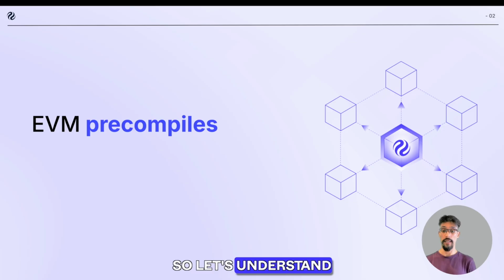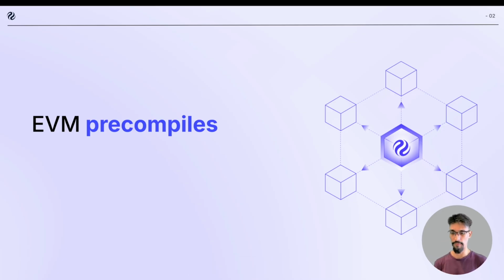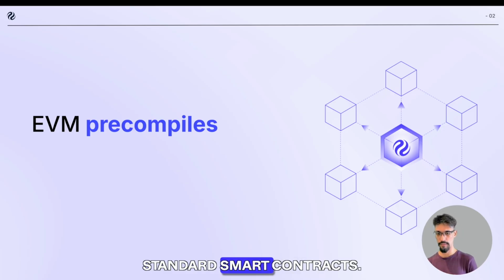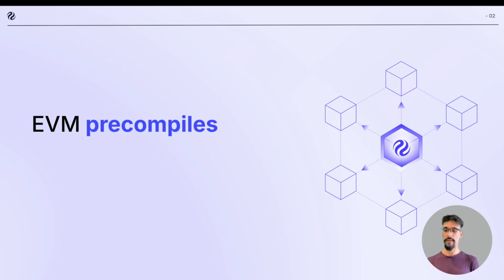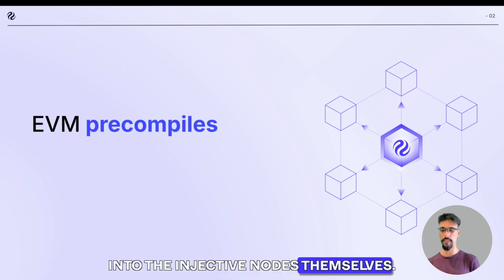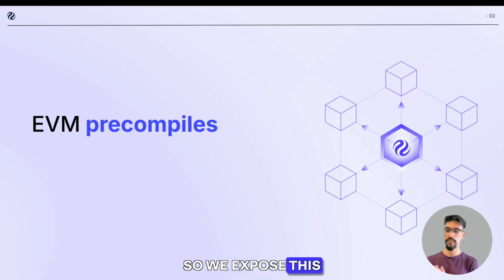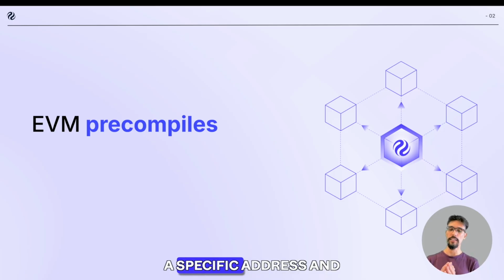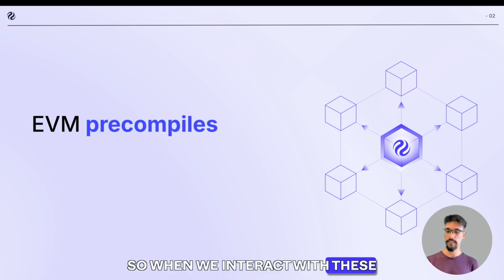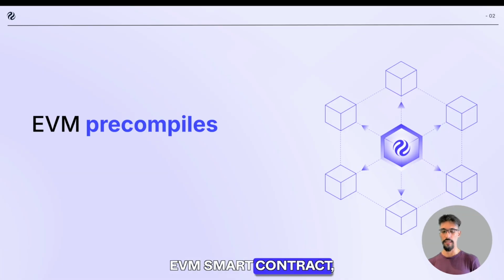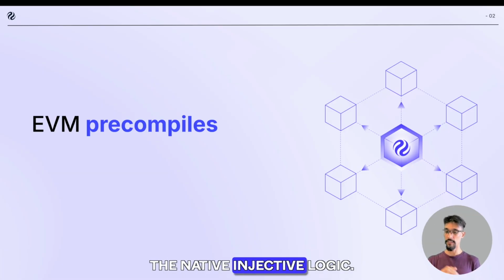The next thing to do is we're going to talk about EVM precompiles. So let's understand what they are on Injective. So these are not standard smart contracts. They are actually native code that is embedded directly into the Injective nodes themselves. So we expose this native implementation to the EVM through a specific address and an ABI. So when we interact with these addresses within our EVM smart contract, we're not actually running EVM bytecode. Instead, we're triggering the native Injective logic.